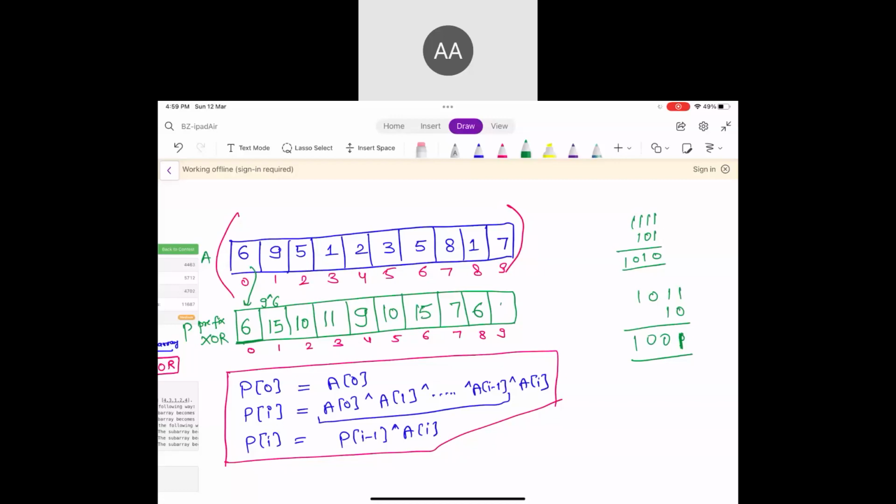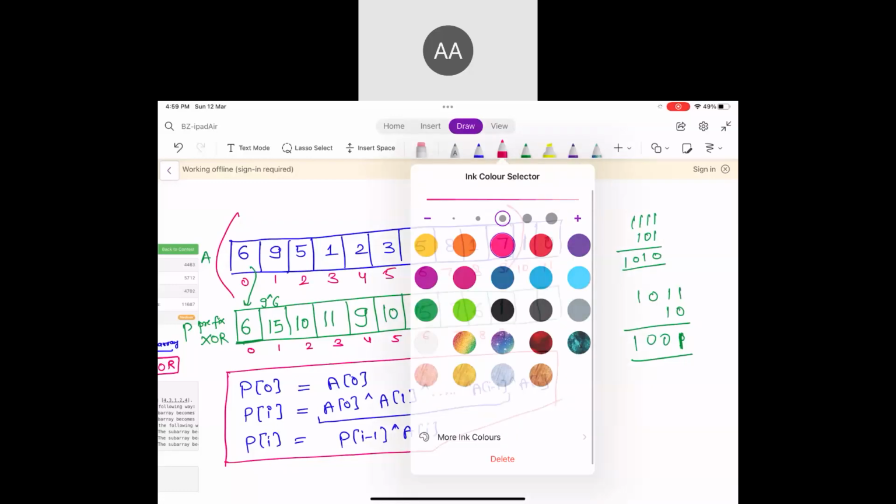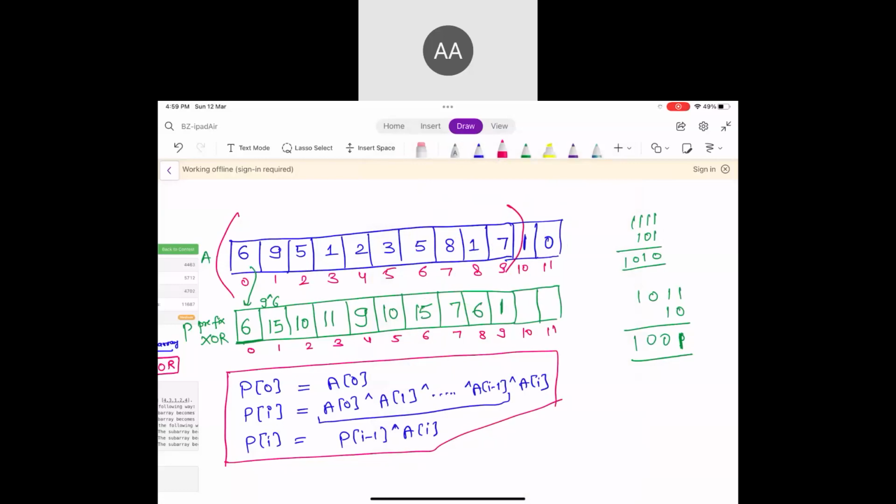And just for ease, let me add two more values here. Let me add 1 and 0. If I had two more elements, 1 and 0, what will be the next two values? It will be 0 and 0. Is that right?